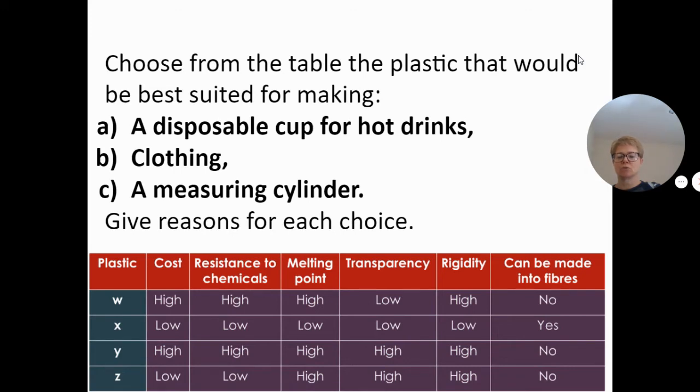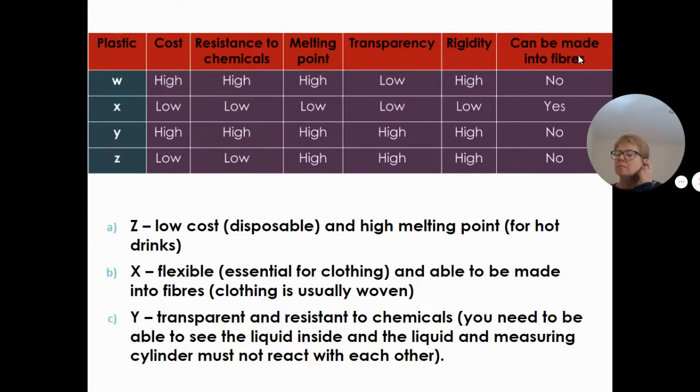And moving on to the answers. Okay, so A was a disposable cup, so we need a low cost material, and we need a high melting point because it's for hot drinks, so that would be Z. For our clothing, we'd choose material X because it's flexible and we can make it into fibres. And Y, it's transparent and resistant to chemicals. Obviously, if you're using a measuring cylinder in a lab, you're going to be measuring out volumes of acids and those sorts of things, so it needs to be resistant to chemicals, and you need to be able to see through it.